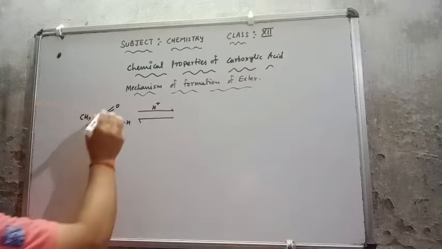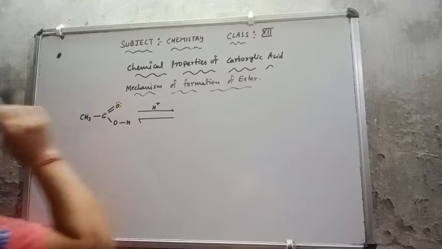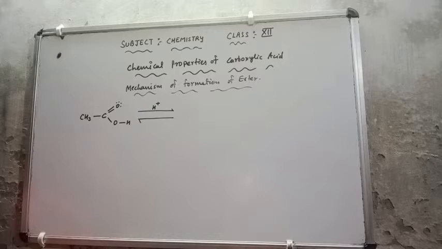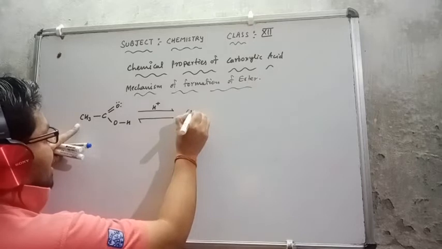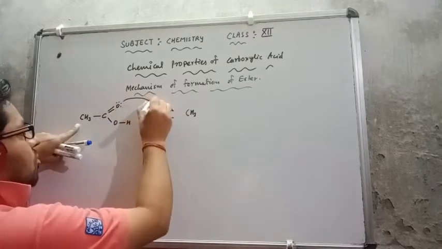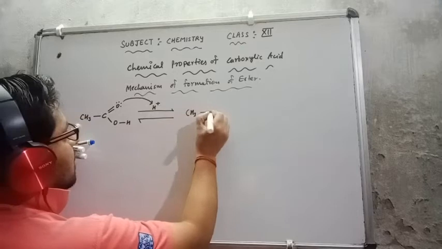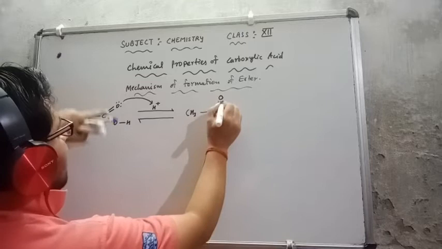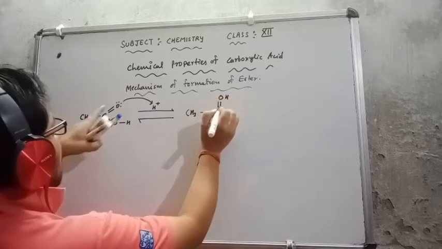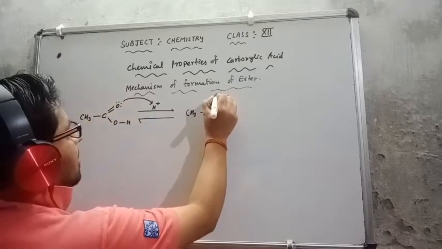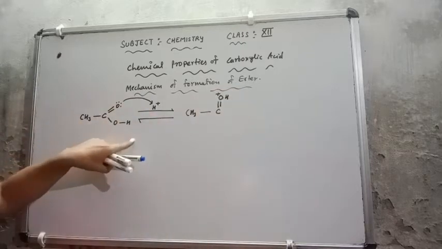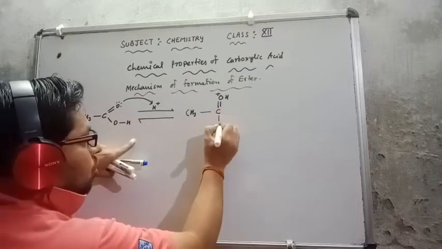Now oxygen has a lone pair, so it gives the electron to this H positive, and H attaches to the oxygen. So this is CH3 single bond C, double bond O, and H is attached here. The oxygen has given the electron, which is why this is positively charged. This carbon has O and H attached, so I can say this is OH.